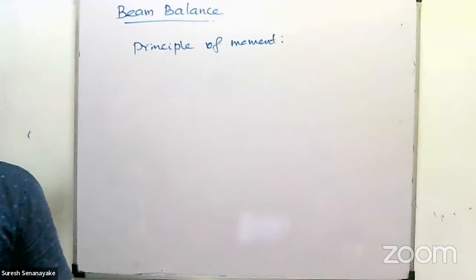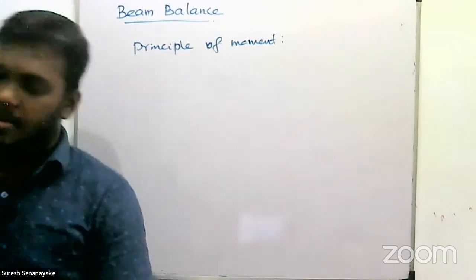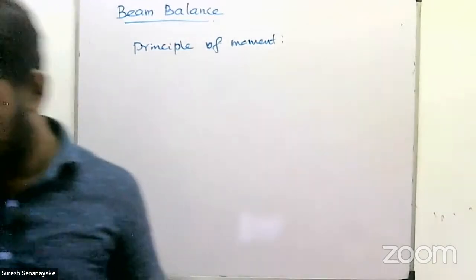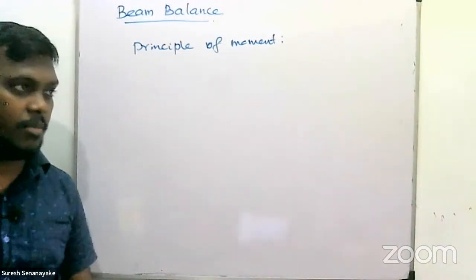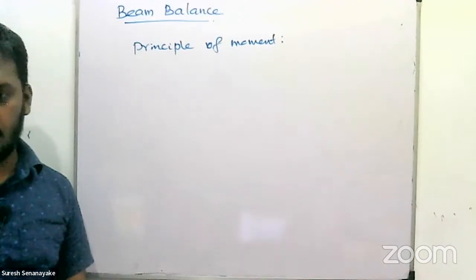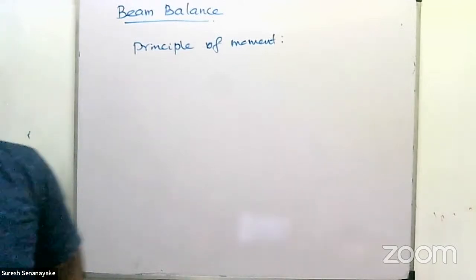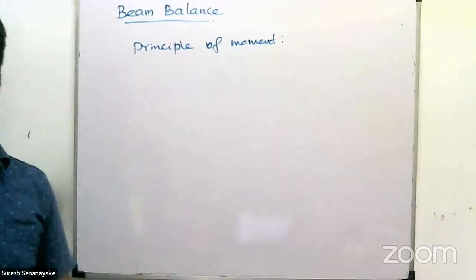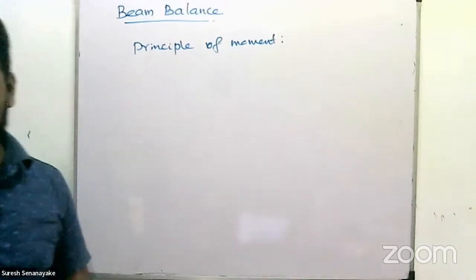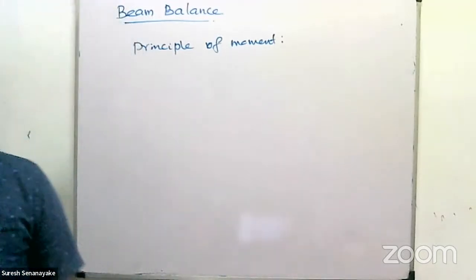Then right there, in an equilibrium system, the clockwise moment about a point is equal to the anti-clockwise moment about the same point.